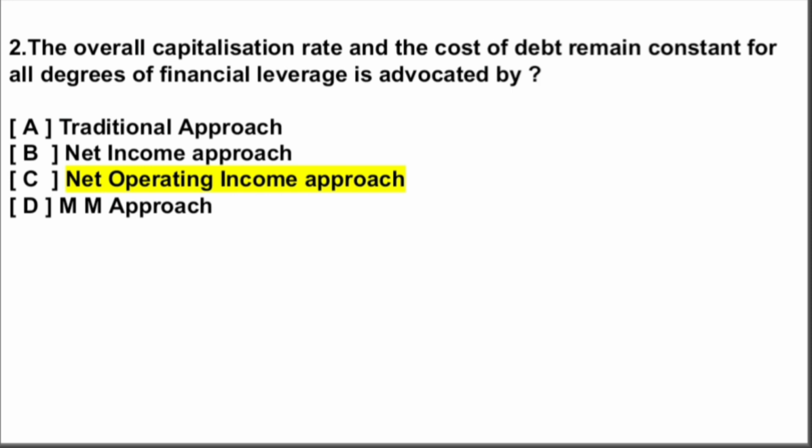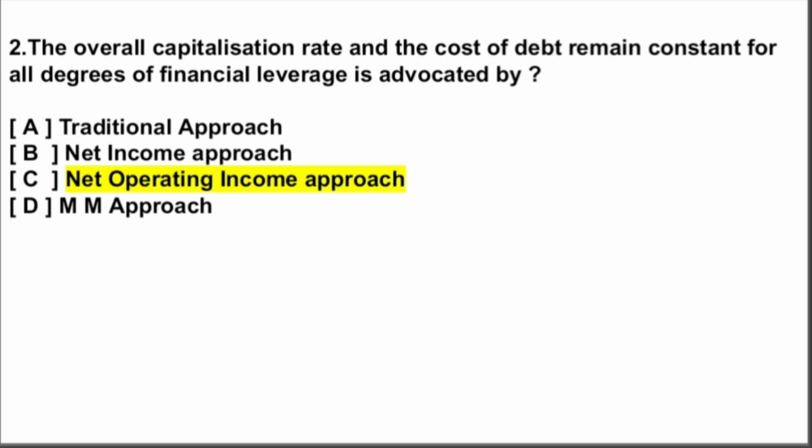And there is no one optimal capital structure. In this theory, the value of the firm is not affected by the change in capital structure, or capital structure is irrelevant. Because of that, we know that by using debt, KD and KO remain constant, and KE, that is cost of equity, will rise. So in this question they have asked about the capitalization rate. That means KO and KD remain constant and KE will rise, and it is an irrelevance concept.